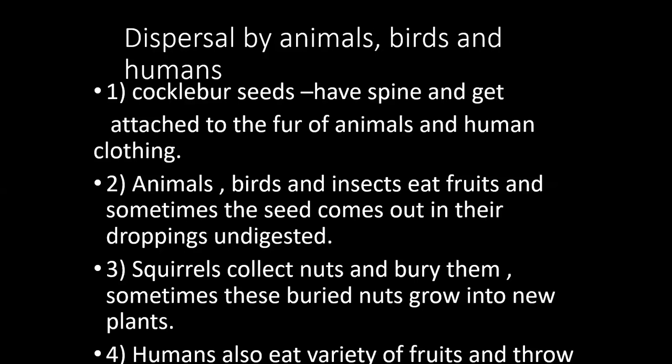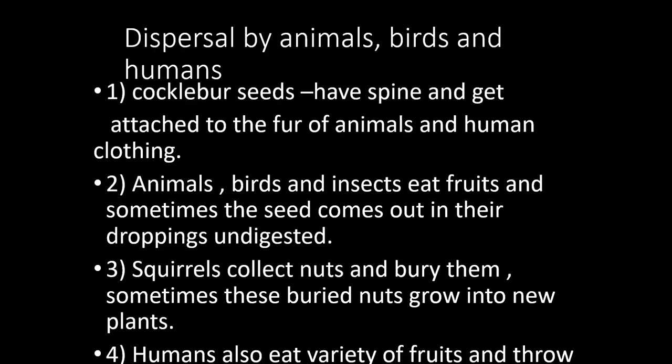Certain seeds, like the common example, the cocklebur seed, have spines. When farmers, villagers, birds and animals go near them, or when farmers go into the bushes, these seeds get attached to their clothes or to the bodies of animals or birds. When the birds or animals shake their body, the seeds fall here and there. Or when they attach to our clothes and we take them off, they fall here and there. And if they find suitable conditions, they again become a new plant.